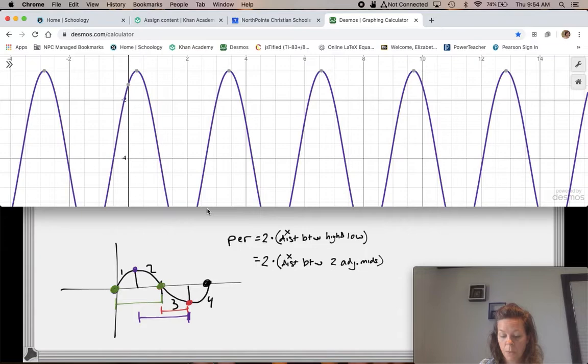So then we would need to double it to find the period. Or we could also do 4 times the x distance between a mid and high or low. Okay, and that is what's in red there, that if we have a mid and either a high or a low, that only covers 1 section, so then we would need to multiply by 4.